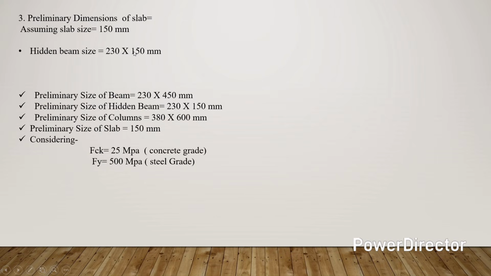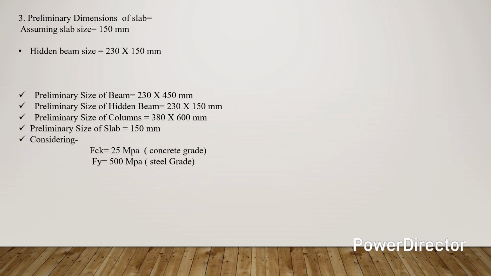Now, I'm assuming the preliminary slab size of both the general slab and the wet slab to be 150 mm. Then from the slab size, we are assuming the size of the hidden beam to be 230 into 150 mm. Now, if we write the summary of the preliminary sizes, we are considering the preliminary size of the beam to be 230 into 450 mm, which covers both secondary and primary beams. Then the preliminary size of the hidden beam is 230 into 150 mm.